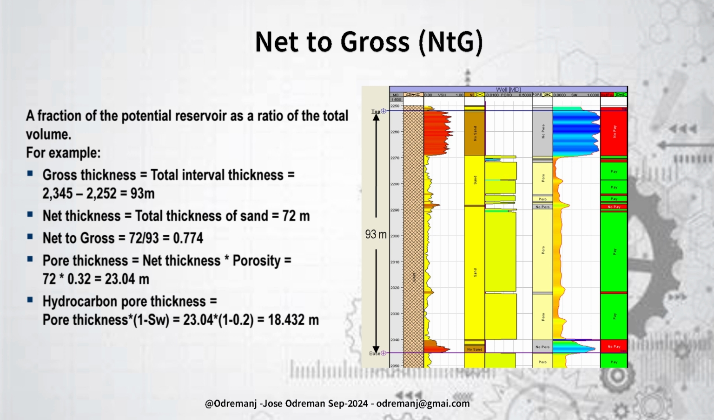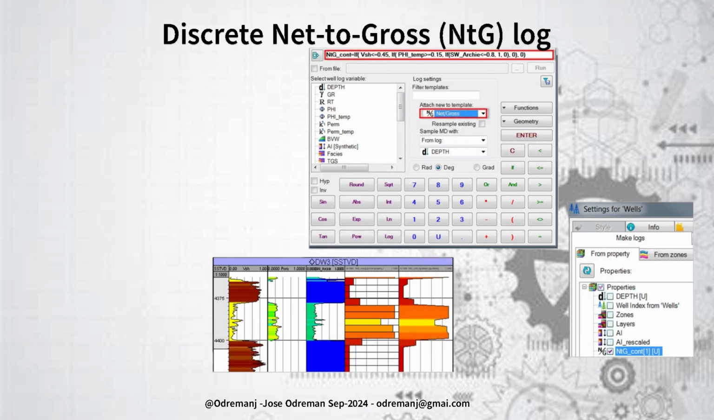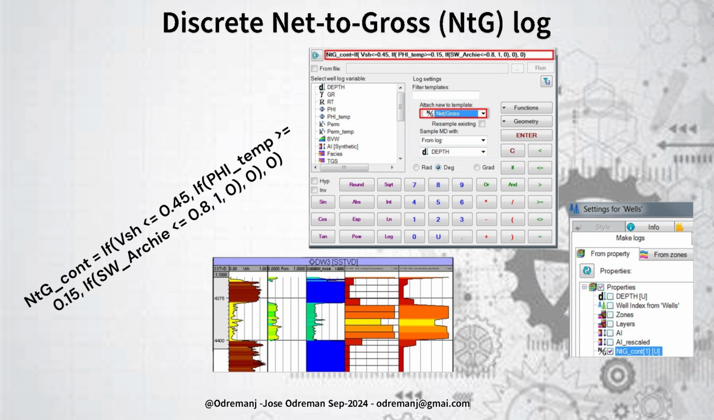This Petrel module is used to calculate the net to gross (NTG) ratio for a well, based on key well log parameters. Here's a brief explanation. Select variables like VSH shale volume, PHI_temp porosity, and SW_RG water saturation from the well logs. The formula calculates NTG using conditions: VSH less than or equal to 0.45, PHI_temp greater than or equal to 0.15, SW_RG less than or equal to 0.8.